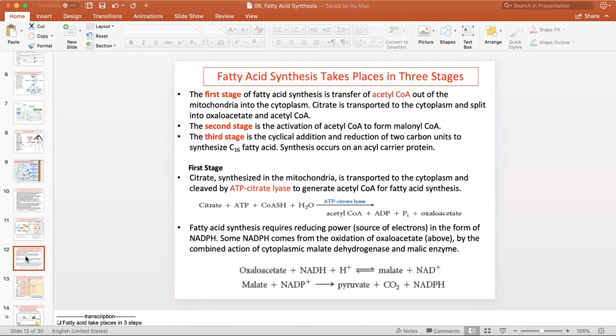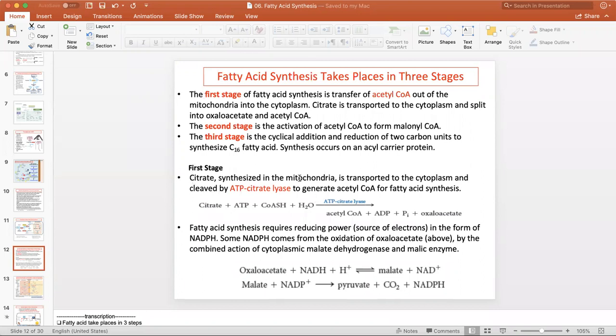So I was at this slide. I talked about the first stage, the second stage, and the third stage. In the first stage, we shift the citrate out and break it down into oxaloacetate and acetyl-CoA. We use the acetyl-CoA to convert into malonyl-CoA, which is a 3-carbon molecule. Then we use this combination of acetyl-CoA and malonyl-CoA to generate a long fatty acid, which is 16 carbons long. We'll discuss them in detail now. So this is the first stage, referring to it in detail, okay?